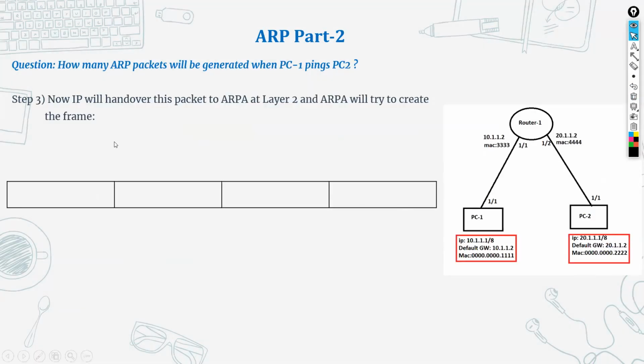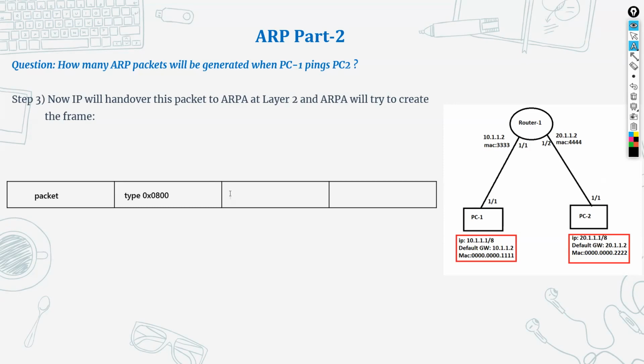So now let's move to our next slide. Now IP is going to hand over this packet to whom? It is going to hand over this particular packet to the ARPA protocol at layer 2. And now ARPA will try to create the frame. As we discussed already, the information generated at layer 3 is known as a packet. So ARPA received the packet from IP, or from layer 3. It is also going to keep a track of this information. So it is going to populate the type field for IPv4, which is 0x0800.